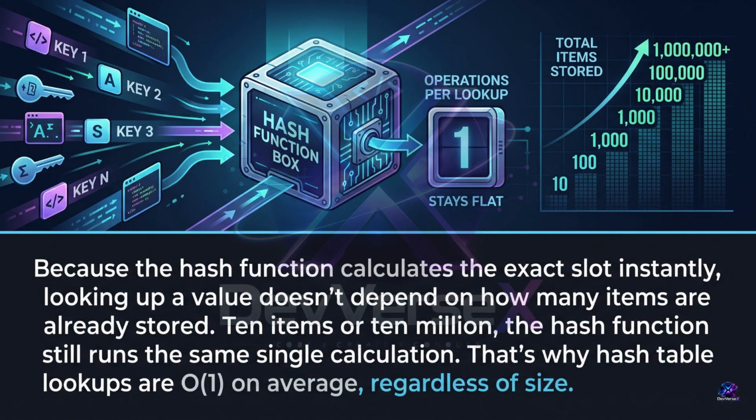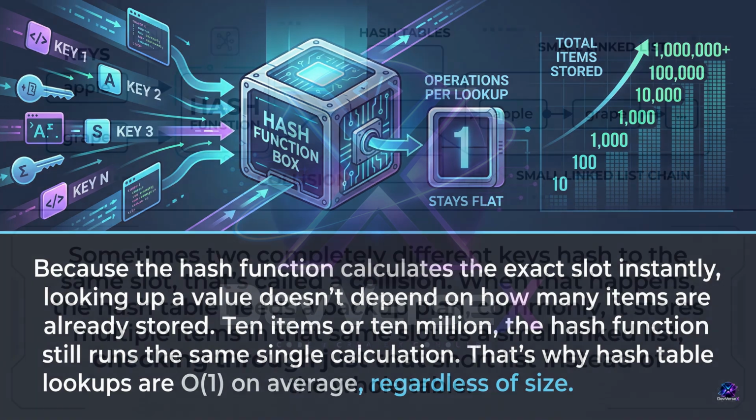Because the hash function calculates the exact slot instantly, looking up a value doesn't depend on how many items are already stored. 10 items or 10 million, the hash function still runs the same single calculation. That's why hash table lookups are O(1) on average, regardless of size.